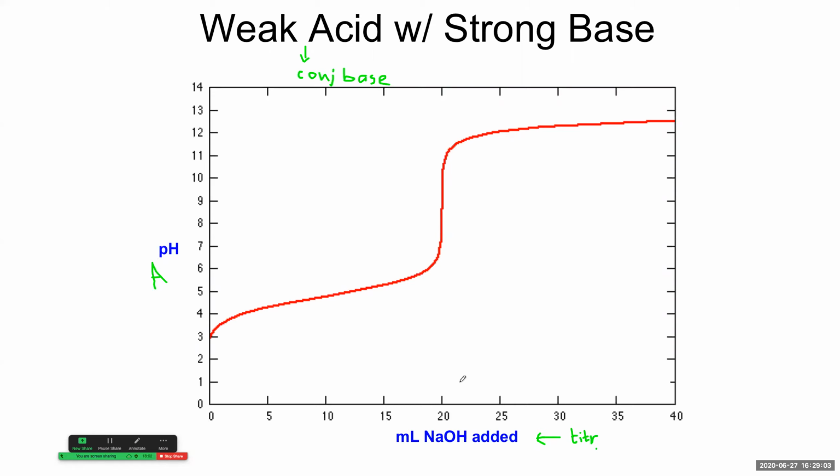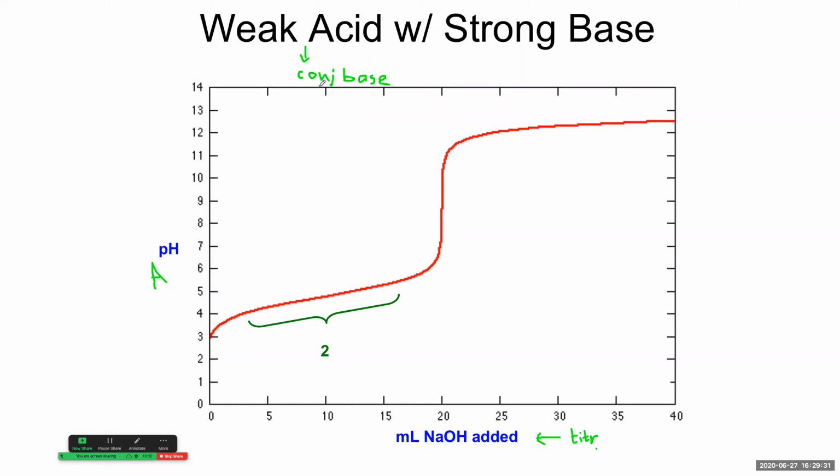Again, this is worksheet 19. So region 1 is the starting point. The pH here of the weak acid is a little bit higher than the pH of the strong acid. Makes sense. The weak acid doesn't produce as many hydronium ions. As we progress along the titration, we start neutralizing that weak acid and producing the conjugate base, and the pH goes up a little bit.